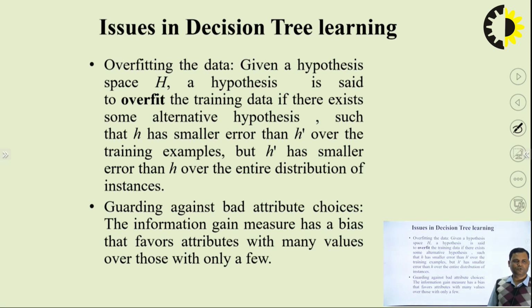The next issue in decision trees is guarding against bad attribute choices. The information gain measure has a bias that favors attributes with many values over those with only a few. So an attribute having only a few values will not be preferred over an attribute having many values. These are the issues in the decision tree.